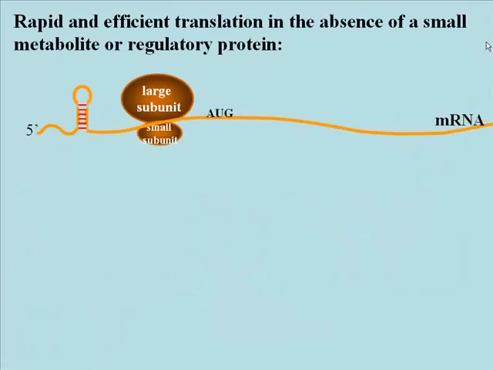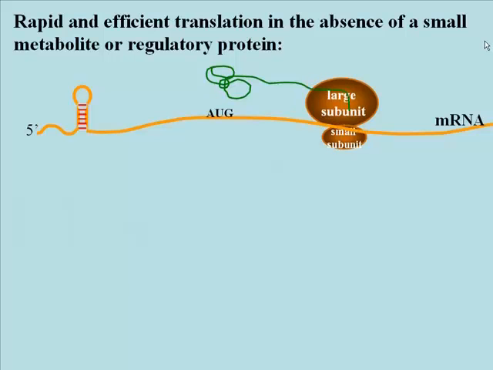In the absence of the small metabolic regulator or protein, the ribosome binding site acts efficiently to allow assembly of an initiation complex and the binding of the large ribosomal subunit. At this point, the ribosome quickly recognizes the initiation codon, AUG for methionine, and then the bacterial mRNA is efficiently translated.